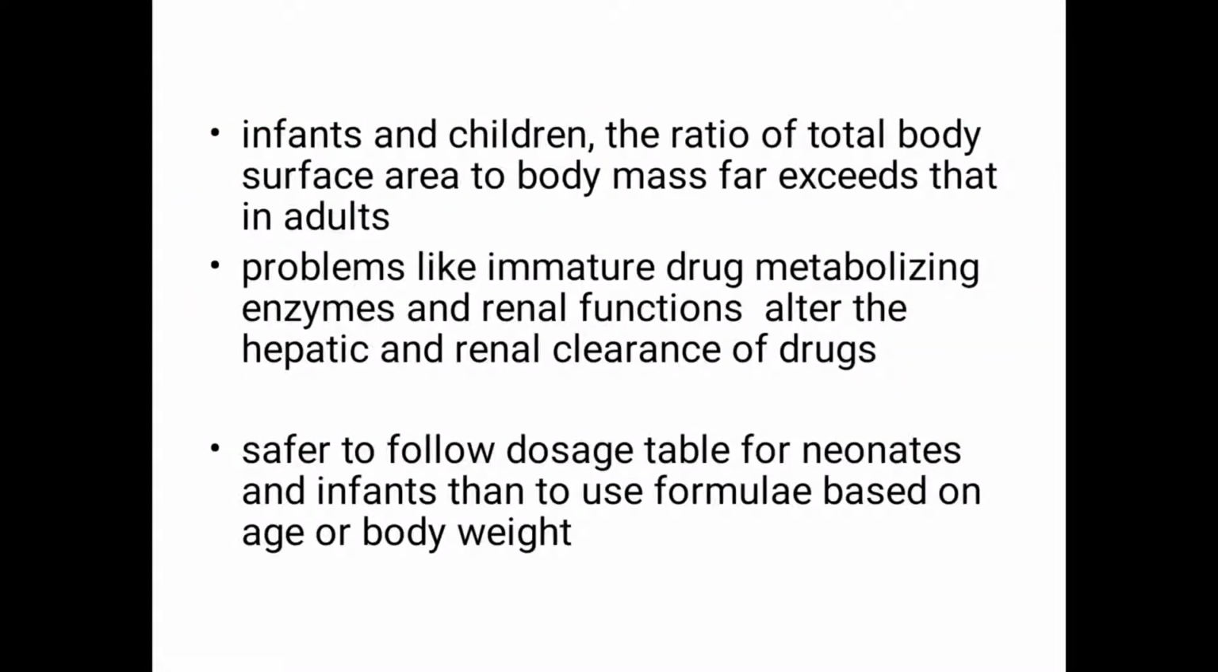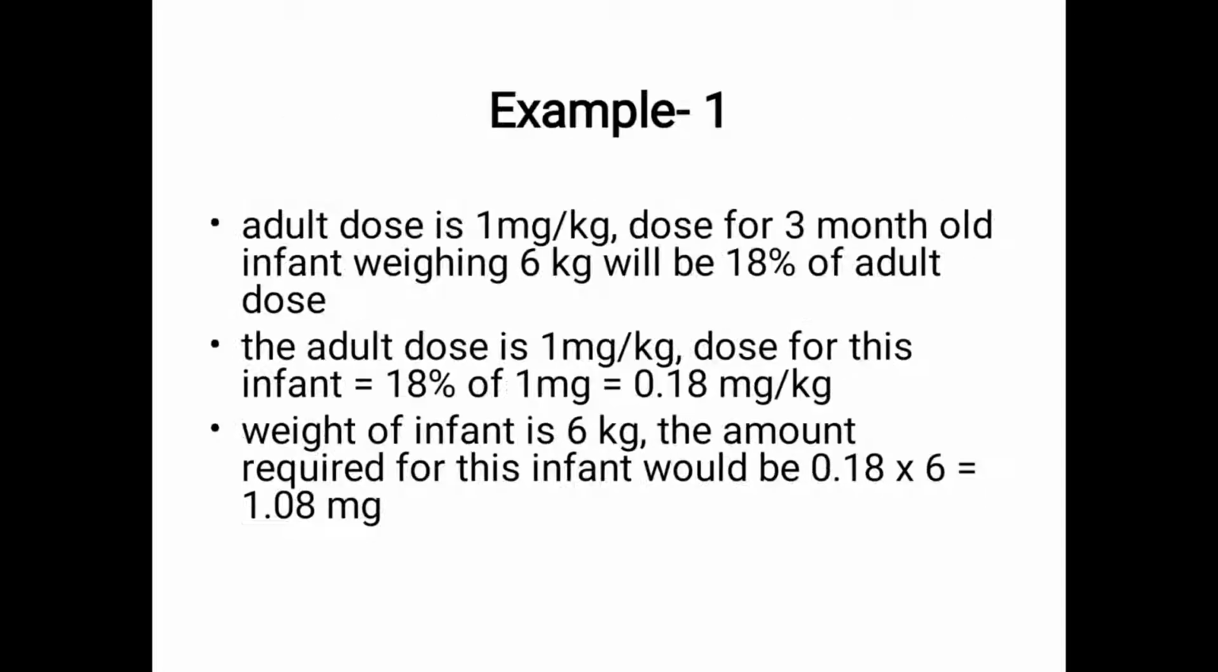In infants and children, the ratio of total body surface area to body mass far exceeds that in adults. Problems like immature drug metabolizing enzymes and renal function alter the hepatic and renal clearance of drugs. So lastly, it is safer to follow a dosage table for neonates and infants than to use formulas based on age or body weight. I will give some examples of this.